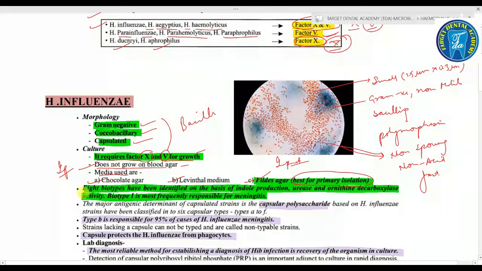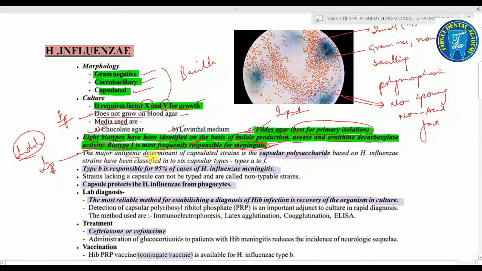Right? In this there are 8 biotypes that have been identified on the basis of indole production, urease and ornithine decarboxylase activity. Biotype 1 is most frequently responsible for meningitis. Important. So in H. influenzae, biotype 1 is most frequently responsible for meningitis.